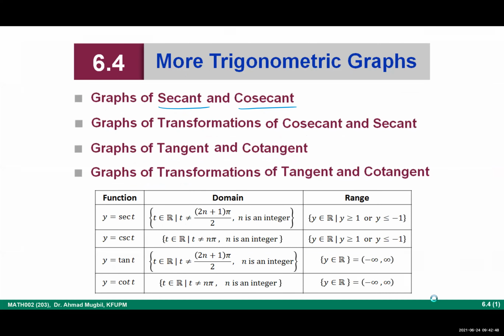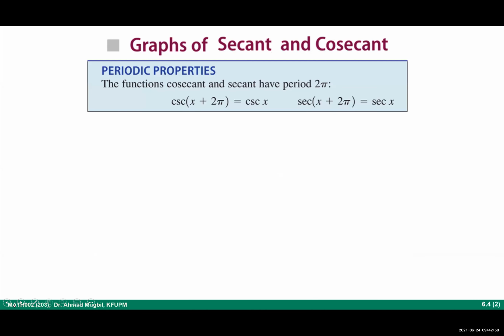As I asked you at the beginning, Shabab, do you know how to sketch the graph of sine and cosine? And most of you said yes. If you know how to sketch the graph of sine and cosine, you will be able to sketch the graph of secant and cosecant. So easy. And they are related to each other, as we will see. What is also in common between secant and cosecant and cosine and sine is that they have the same period. The period is 2π.